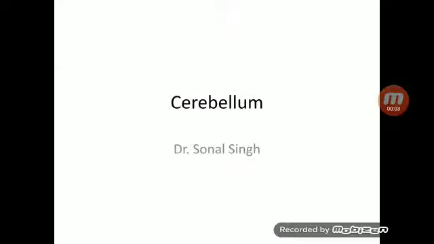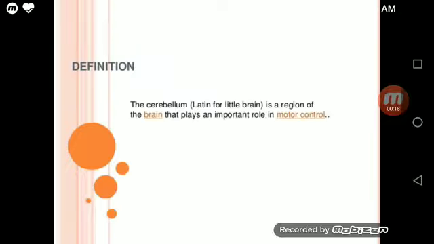Hello everyone. Topic of discussion today is the cerebellum, also known as the little brain or silent area of the brain, because its electrical excitation doesn't cause any motor movement, and this is the second largest structure in the brain. It plays an important role in motor control.